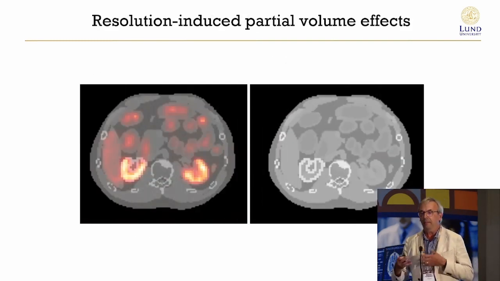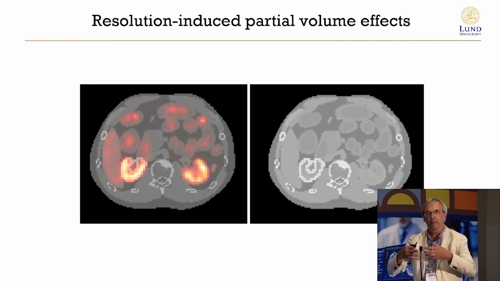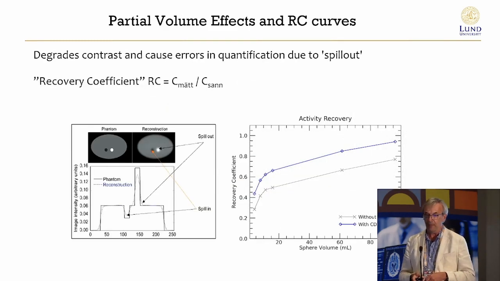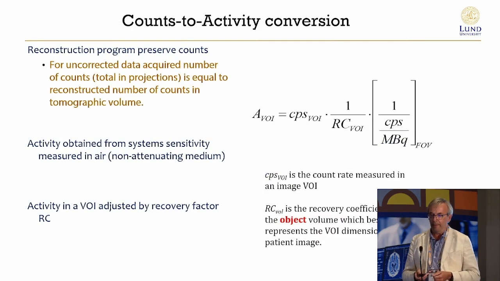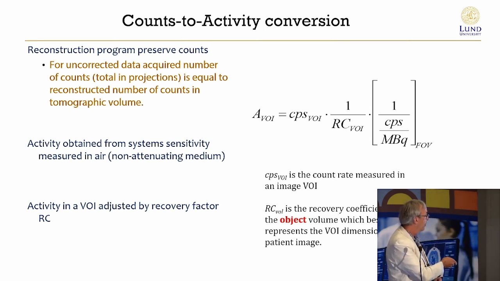And that causes an effect we call the partial volume effect: counts are spread out over a larger area compared to what it actually is in the body. So we have to correct for that with some method, and often you use so-called recovery coefficients, which is some kind of coefficient that is trying to correct for the spill-out. And to get to the dosimetry, you also have to calibrate the camera and so on. So here is where you have your correction for this.